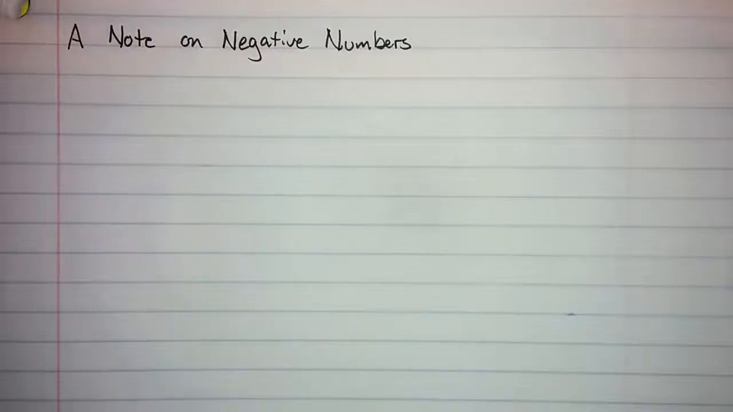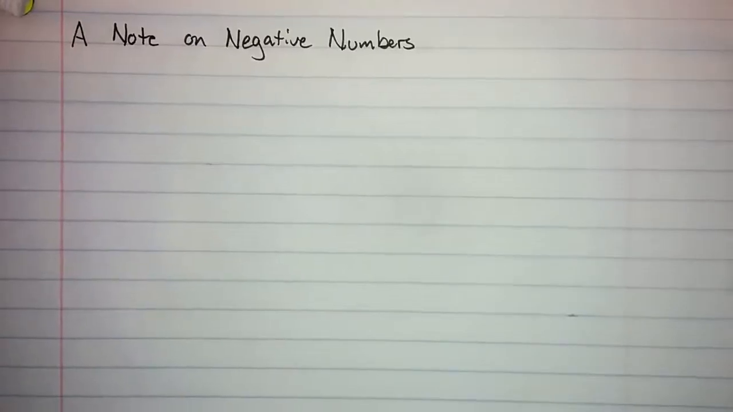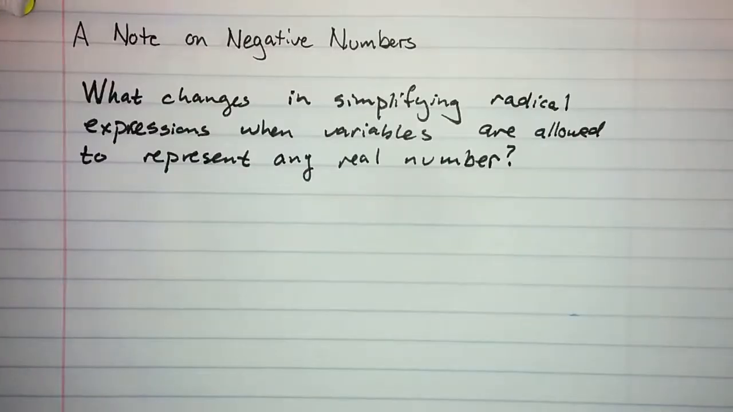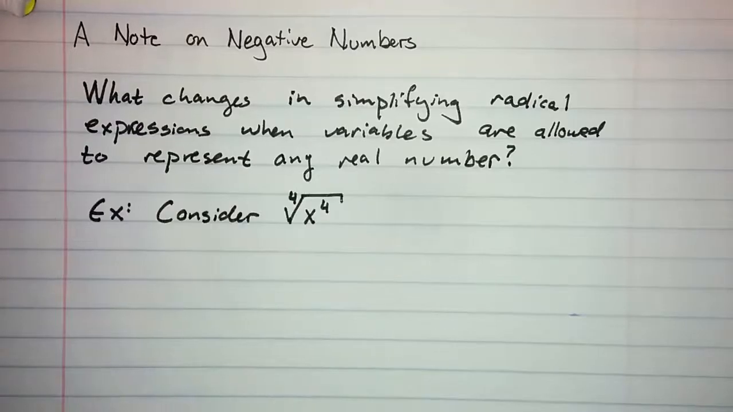So far, in simplifying radical expressions, we have assumed that all variables represent non-negative real numbers. What happens that's different when variables are allowed to represent negative real numbers? In order to see this, let's consider an example. Let's consider the simple example of 4th root x to the 4th.